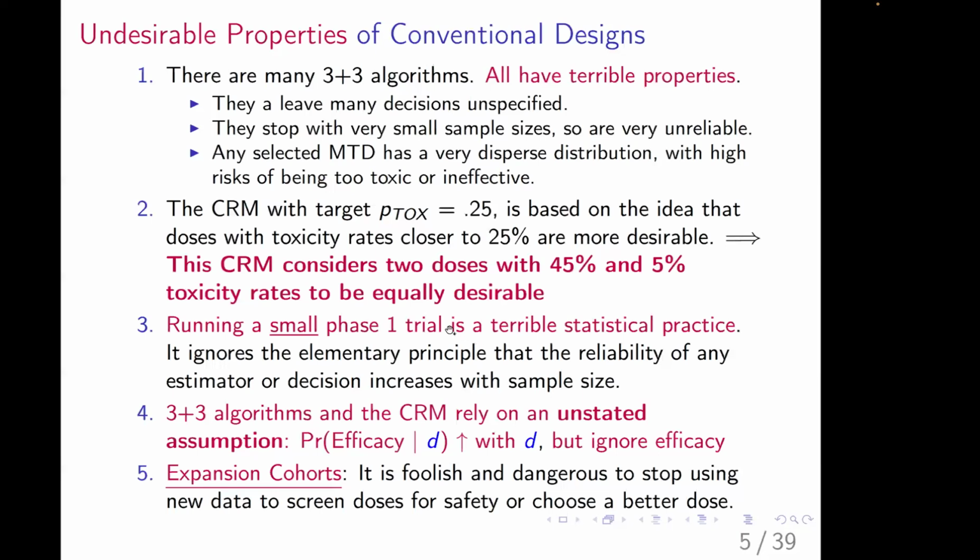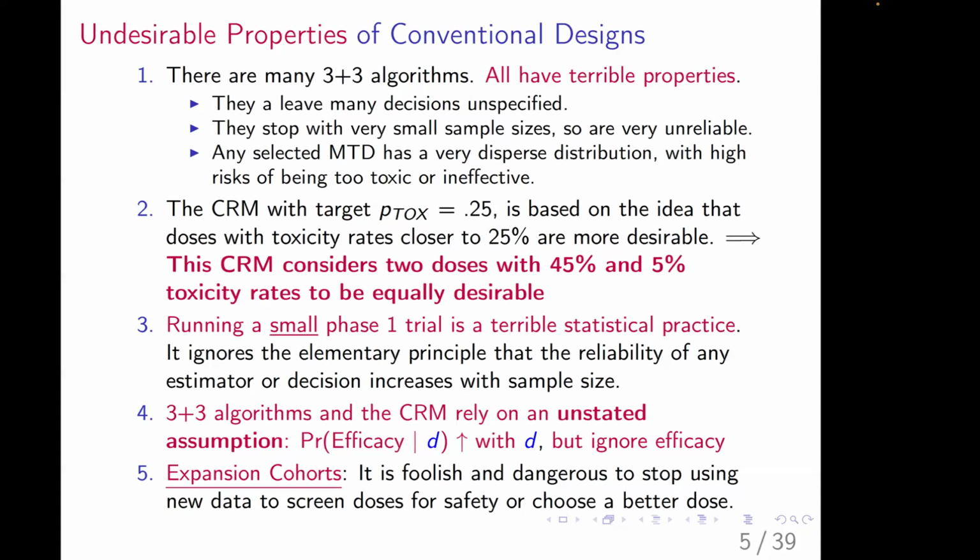And then running a small, underline the word small, phase 1 trial is terrible statistical practice. Somehow people put their brains on hold and say, well, we can ignore the elementary principle that the reliability of any estimator or decision increases with sample size. We'll pretend that a sample of size 18 is just fine. And then the 3+3 algorithms and the CRM all rely on an unstated assumption. The assumption is that the probability of efficacy increases with dose, but they all ignore efficacy.